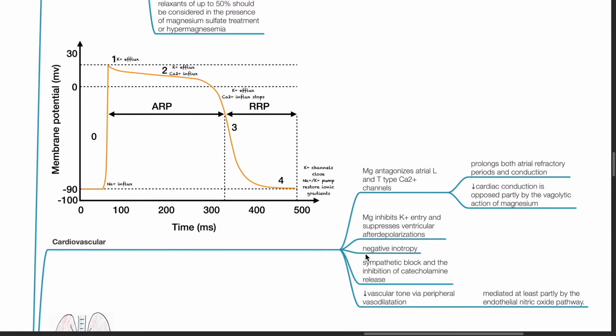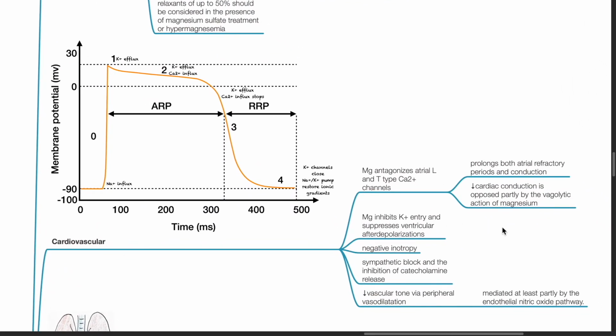Cardiovascular effects. Magnesium antagonizes atrial L and T-type calcium channels and prolongs both atrial refractory period and conduction. Reduced cardiac conduction is opposed partly by the vagolytic action of magnesium. Magnesium inhibits potassium entry and suppresses ventricular after depolarizations. Magnesium produces negative inotropy and sympathetic block and the inhibition of catecholamine release. There is reduced vascular tone via peripheral vasodilation, mediated at least partly by endothelial nitric oxide pathway.